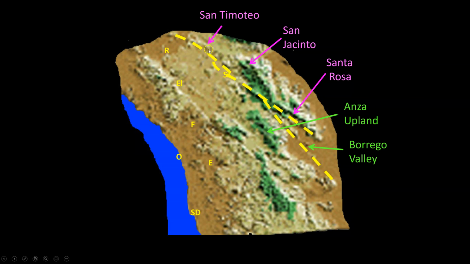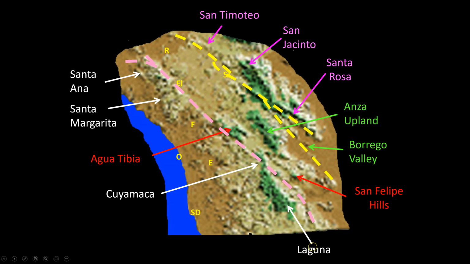And then here we have our faults. It's part of the San Andreas Fault System. Then we see the San Felipe Hills over here to the southeast. On the western portion, we have Agua Tibia. And then we have another strand of the San Andreas Fault System. We'll talk more in depth about what these specific faults are. And then we have Laguna to the south, and then Santa Margarita and Santa Ana to the north.